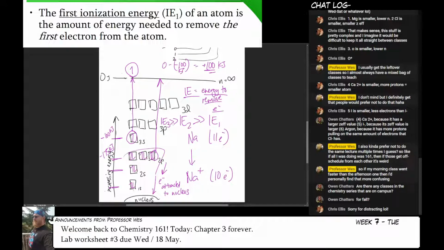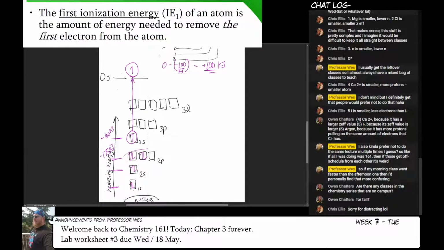Now, when I am doing this, your ionization energy is going to depend on two factors. One is the distance, because remember, Coulomb's law cares about this.